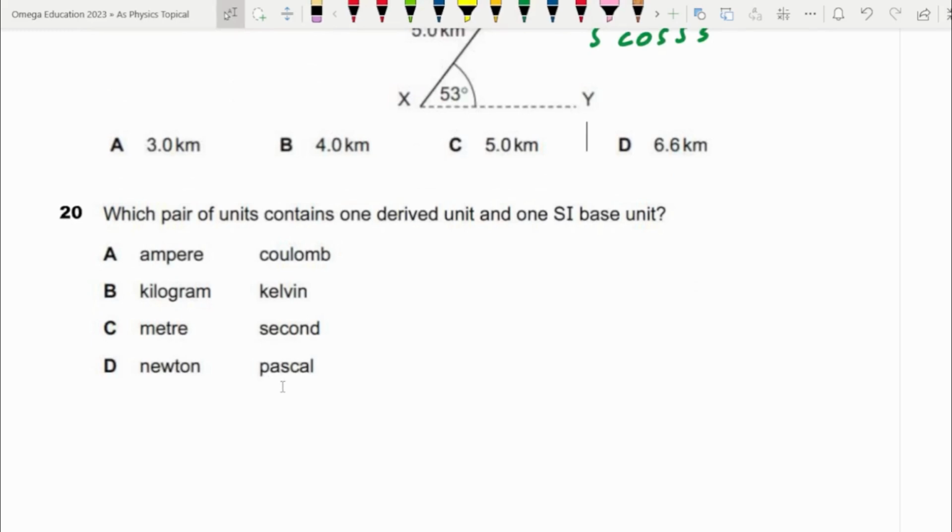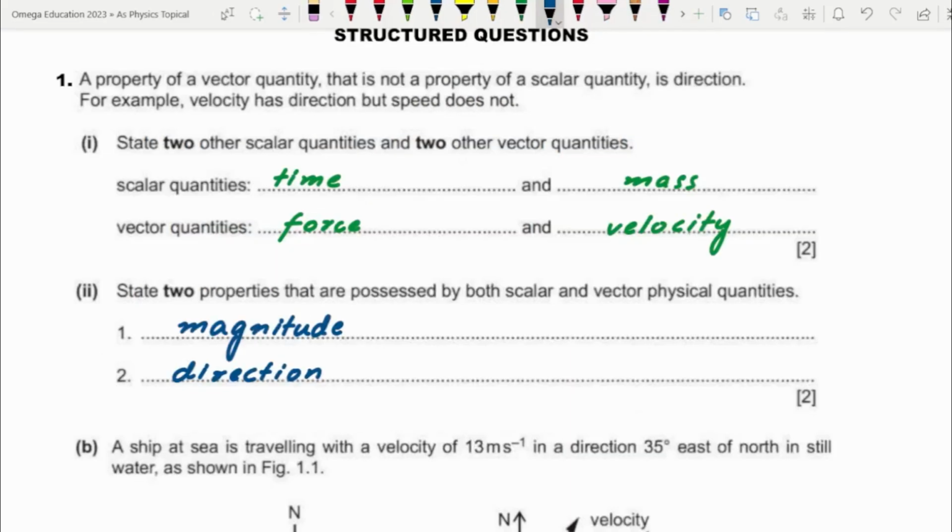The last one, which pair of units contains one derived and one base unit? For question number 20, A is the right answer. Ampere is a base unit, but coulomb is a derived unit. And in terms of base units, coulomb is represented as A s, ampere times second.